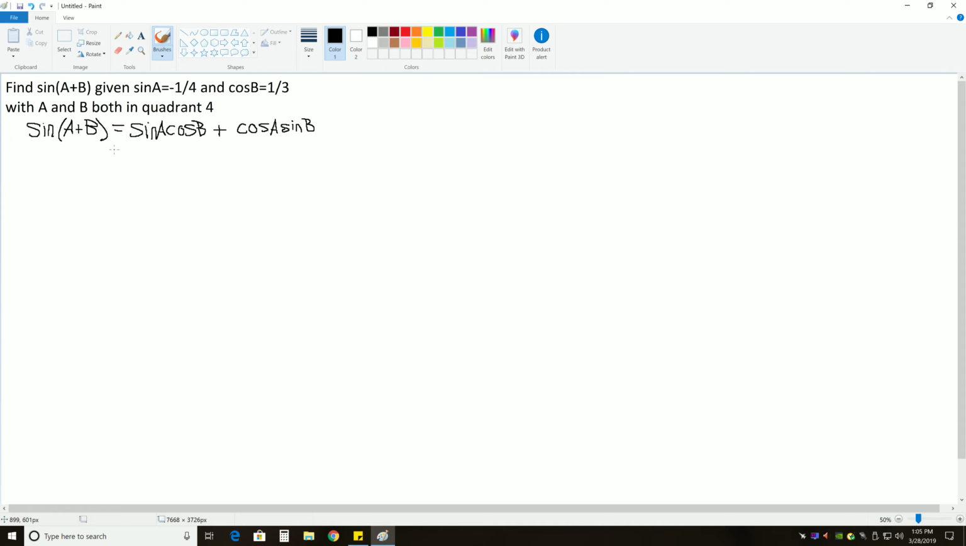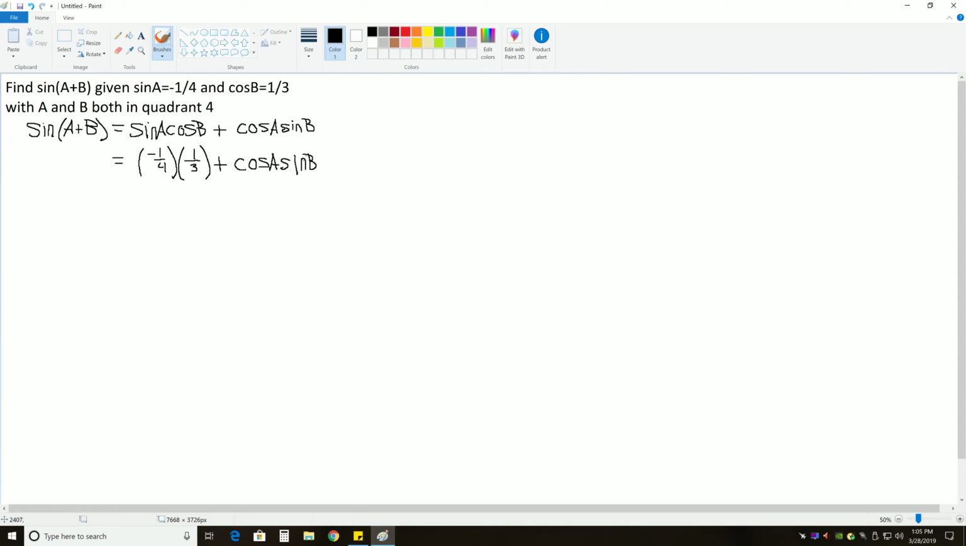So we're going to go ahead and plug in our known values. Again, we said sine of A is negative 1/4, and cosine of B is positive 1/3, plus cosine A we don't know, and sine of B we do not know. So we can go ahead and start by finding cosine of A, then sine of B, plugging them into this formula, and then just simplifying.